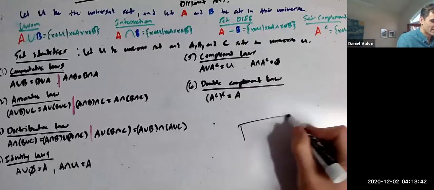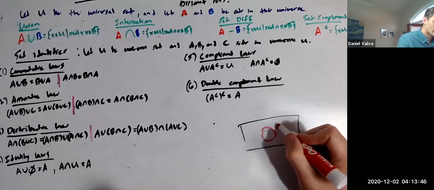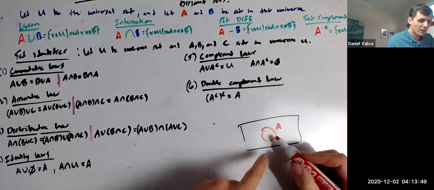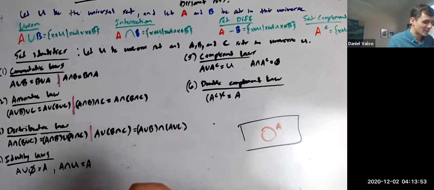Which makes sense. Again, if we draw it out, if A is this, A complement is everything not in A. And the complement of that is just what's left over, which is A itself again.